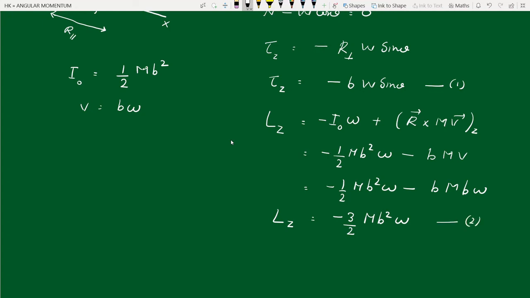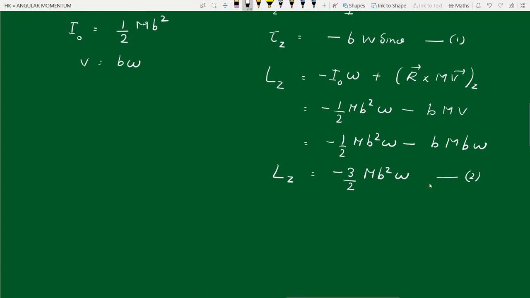Now we can combine the two, because the z component of torque is equal to the rate of change of the z component of angular momentum, d by dt of Lz. Therefore minus b W sine theta is equal to minus 3 by 2 m b square d omega by dt, the derivative of equation 2. m and b square are constant, so the derivative is for omega only. So d by dt of omega is the angular acceleration alpha.